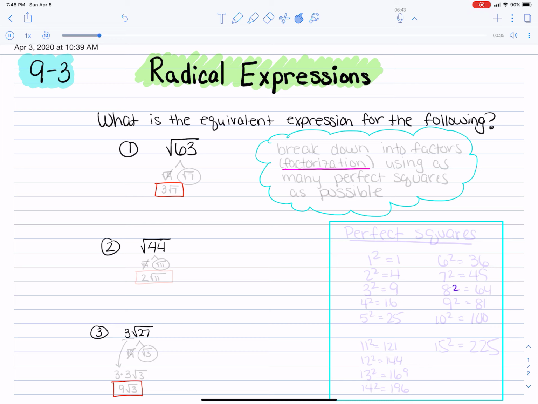In order to simplify this, and find an equivalent expression, we need to break it down into factors, which is called factorization, using as many perfect squares as possible.